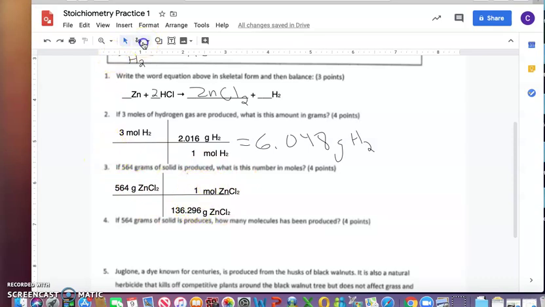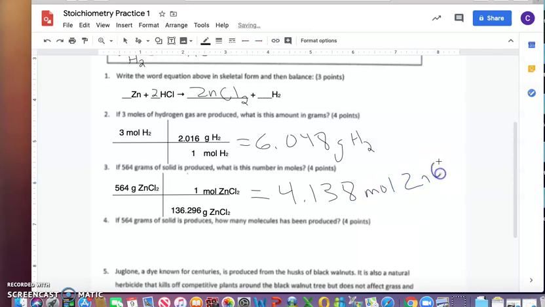All we have to do is multiply the top and divide the bottom. 564 times 1 is obviously 564 divided by 136.296. Okay, and I get 4.138, and obviously we should be reporting in significant figures, but I'm not going to right now. That's something that we can look into later if we want to. Okay, so this is the moles that I get.